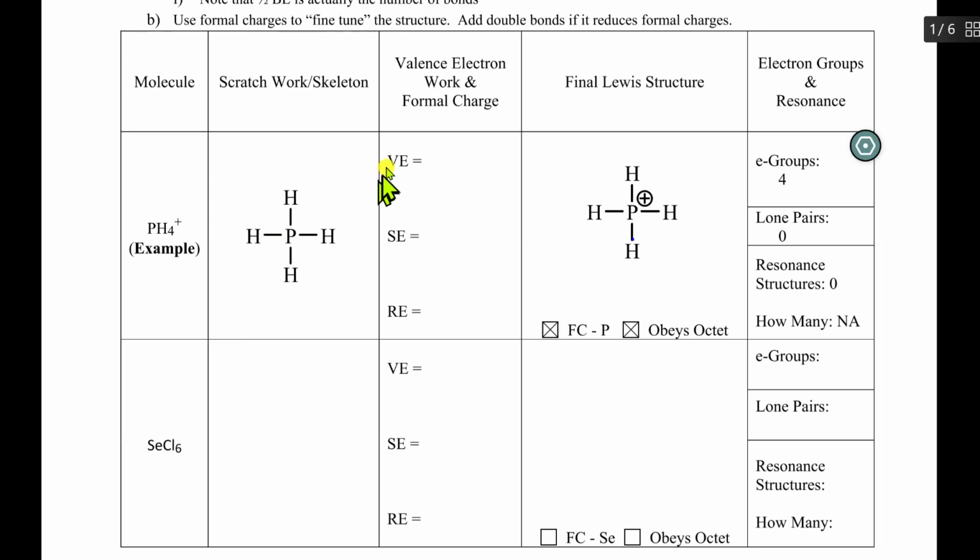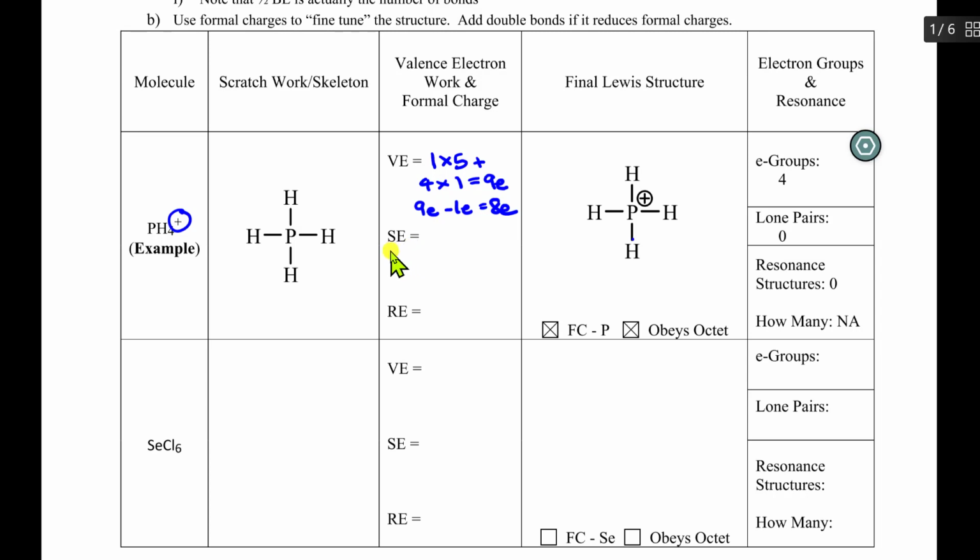I drew the skeleton, then the valence electrons. Well, there's 1 phosphorus, and each phosphorus has 5 valence electrons, and there's 4 hydrogens, and each one of those has 1 valence electron. That's a total of 9 electrons, but we have to take into account the charge, so I'm going to subtract 1 because a positive charge means you lost an electron. So it's 9 electrons minus 1 electron. That leaves me 8 valence electrons for my structure.